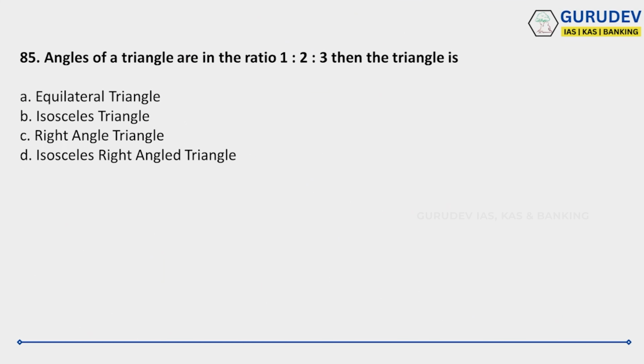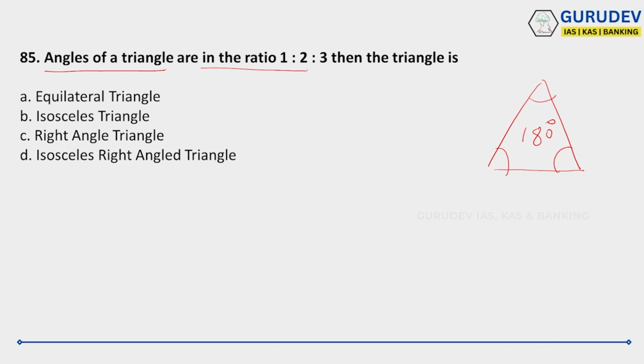Okay. 85th question. The basic question he is asking, on the basis of a triangle. Angles of a triangle are in the ratio of 1:2:3. Then the triangle is... a simple question. Okay, what is he asking? One thing you tell me, my dear aspirants. In a triangle, any triangle, the sum of internal angles will be how much? 180 degrees. Correct?